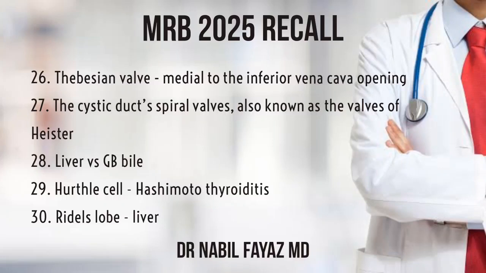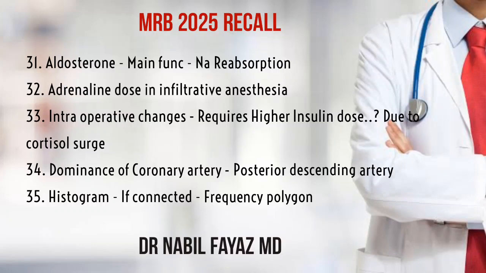And there is a question on liver versus gallbladder bile. Hepatic bile is alkaline and the gallbladder bile is slightly acidic. Hurthle cell is seen in Hashimoto's thyroiditis. Riedel's lobe is seen in liver. Aldosterone, the main function is sodium reabsorption.